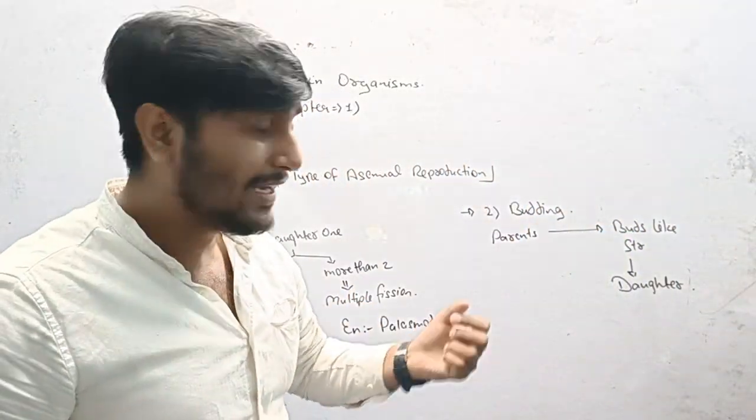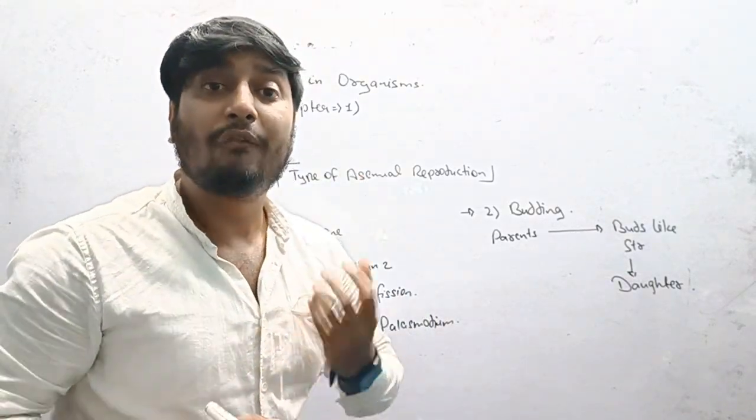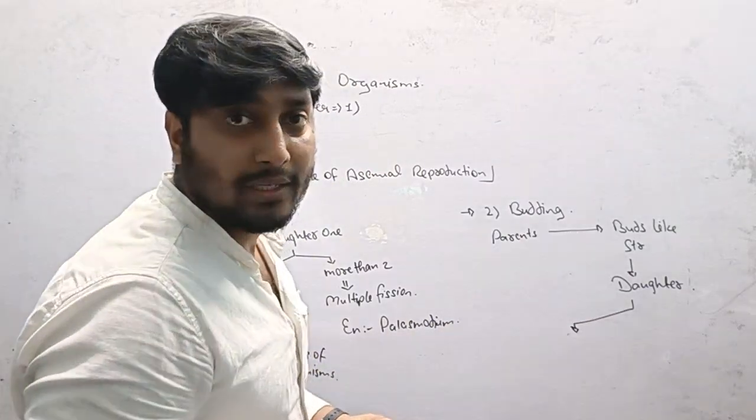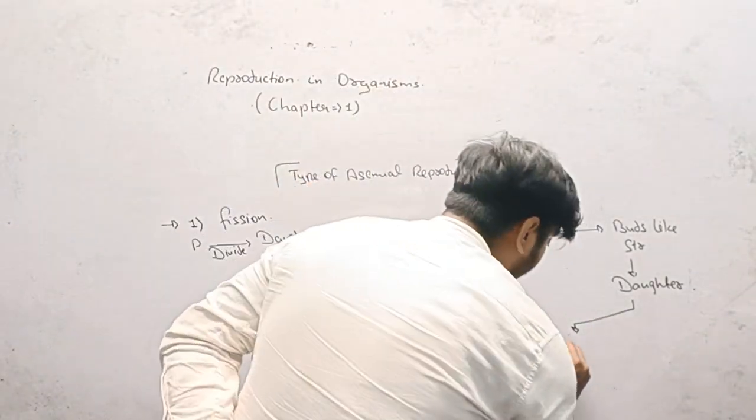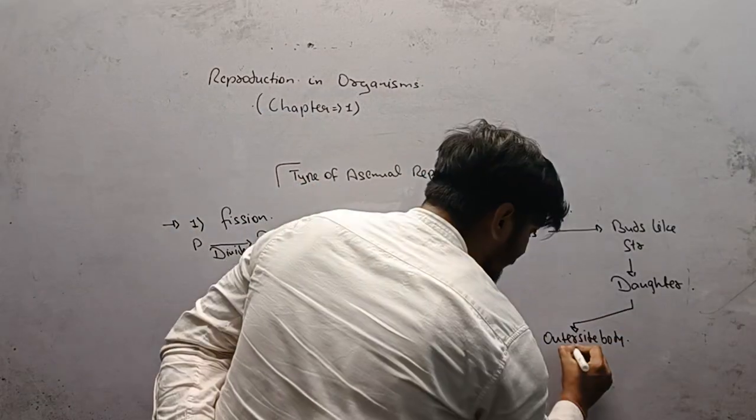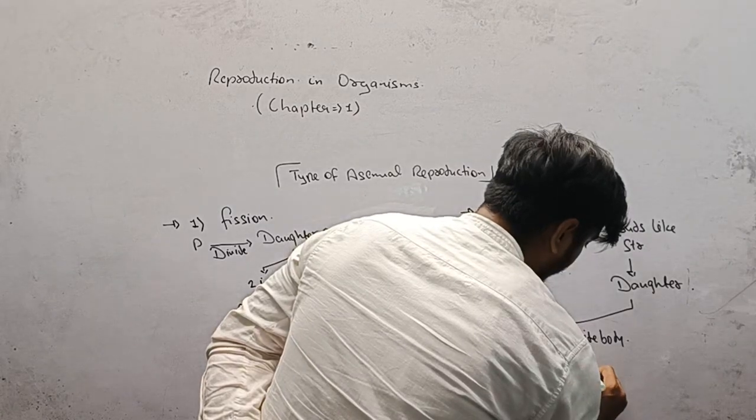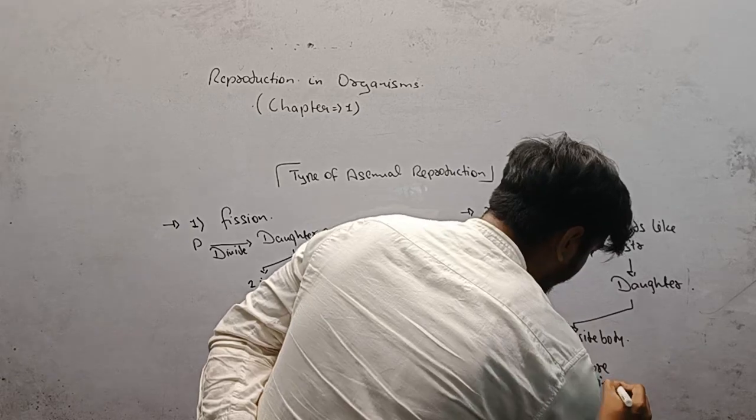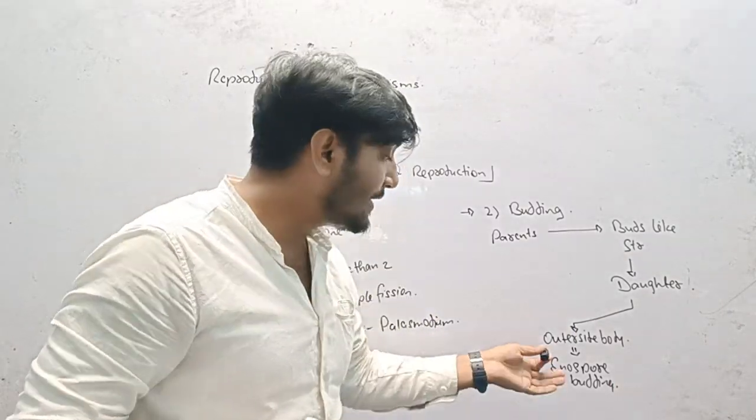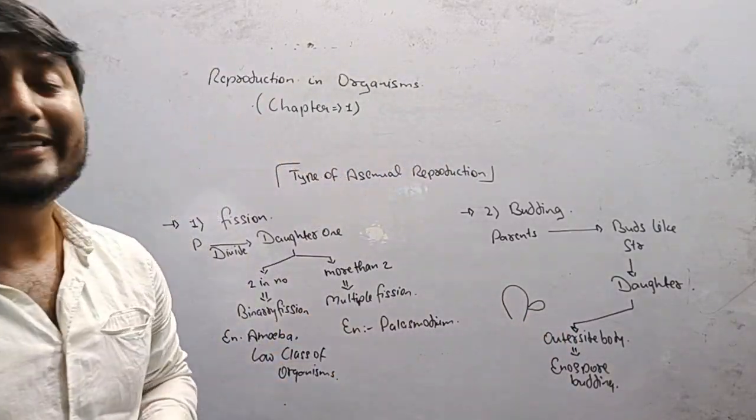This process of bud-like structure is further divided into two categories on the basis of position, that is, where the formation of the bud occurs. If the formation of the bud occurs outside the body, the process is known as exospore budding. Exospore budding, right? The process in which the bud is produced outside the body is known as exospore budding, like seen in the case of hydra. In the case of hydra, the bud is present outside the body, right?